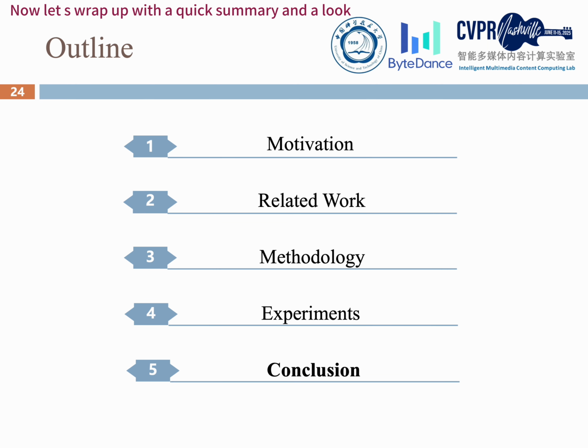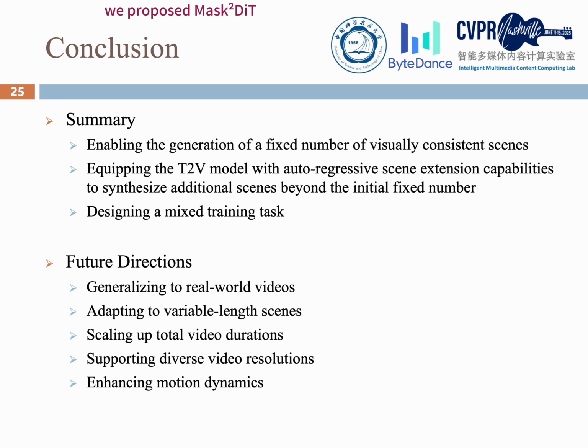Now let's wrap up with a quick summary and a look ahead at future directions. In this work, we proposed Mask²DiT, a dual mask framework that enables controllable and coherent multi-scene video generation. We tackled two key challenges. First, we enabled the generation of a fixed number of visually consistent scenes in a single pass. Second, we extended this framework with auto-regressive scene extension, allowing the model to generate additional scenes conditioned on earlier ones. And finally, we designed a mixed training strategy that combines both modes of generation.